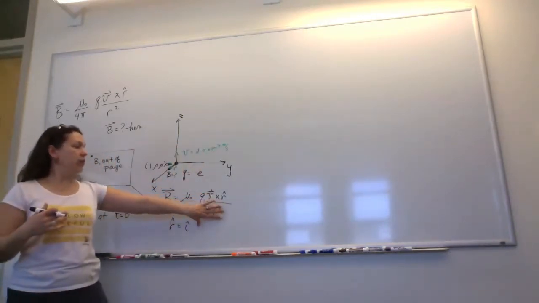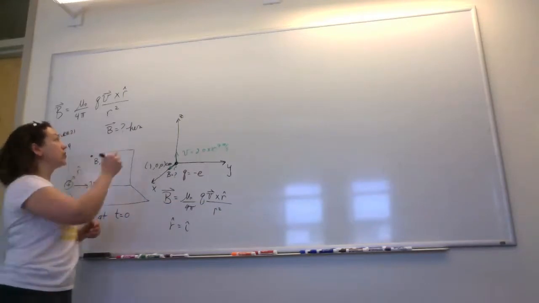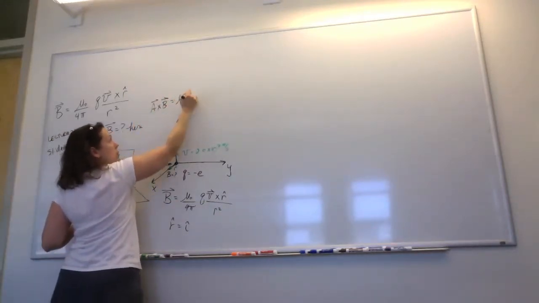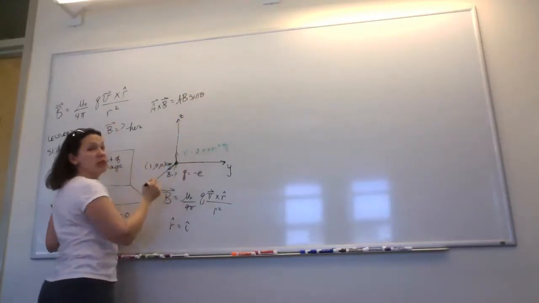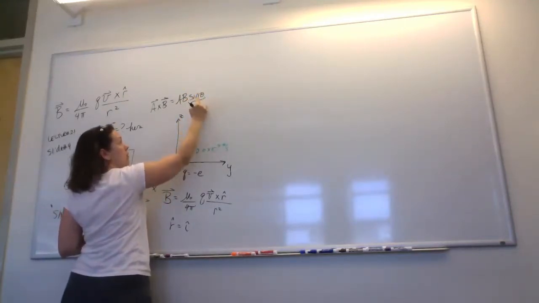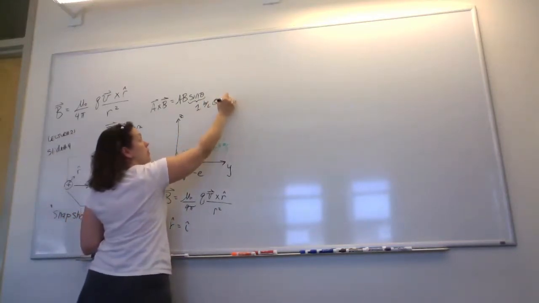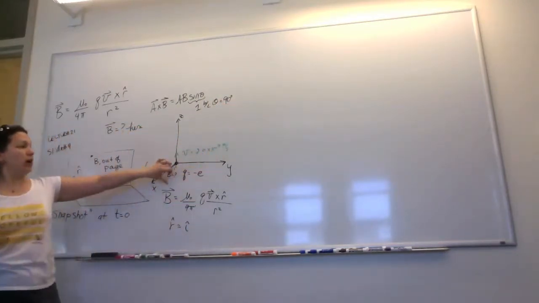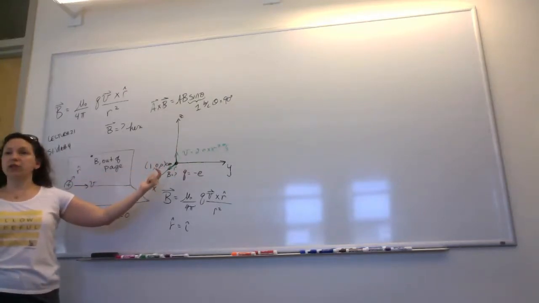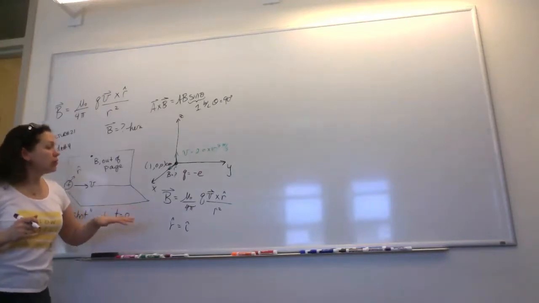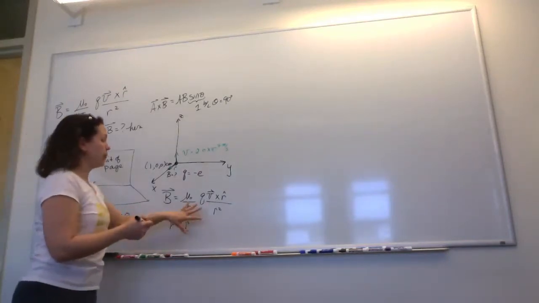And so with a simple case like this, we can automatically just go A cross B is equal to A B sine of the angle between them. And it's just the sine of 90 degrees. And so whenever you have a perpendicular arrangement, you're going to get the strongest magnetic field right there. So let's just do that.